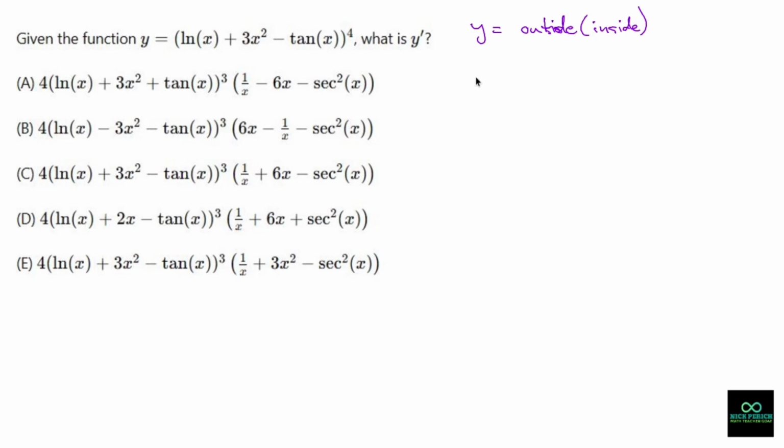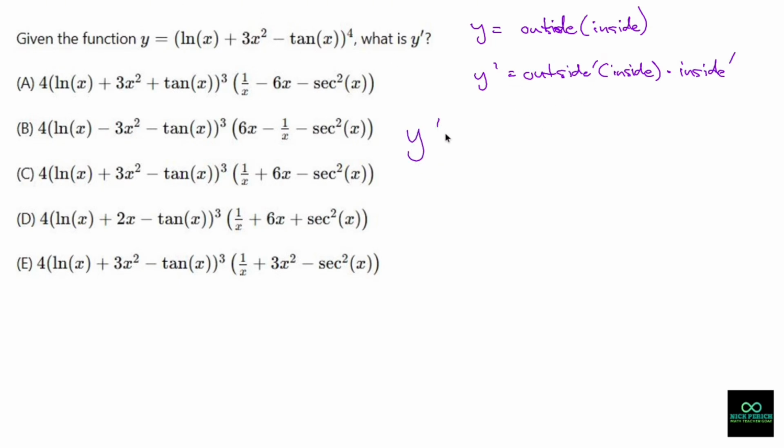Take the derivative of the outside stuff. Okay, so the outside derivative, keep the inside stuff exactly the way it is, but then multiply everything by the derivative of the inside stuff, like so.